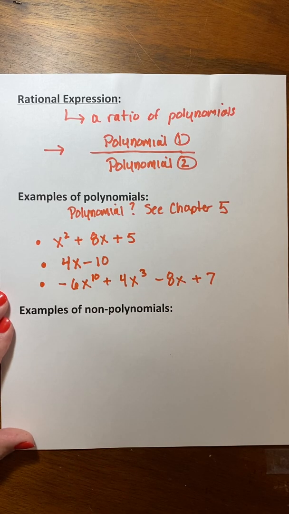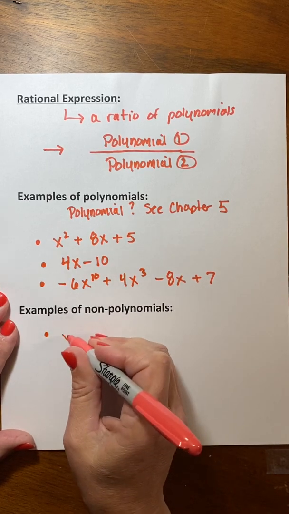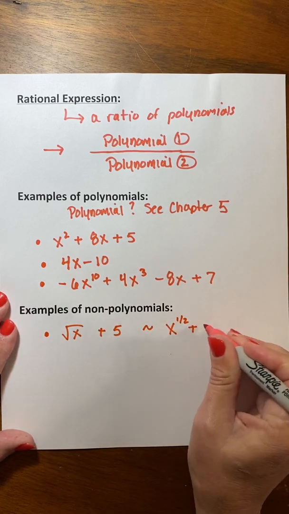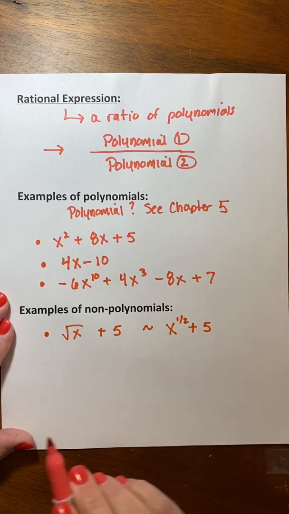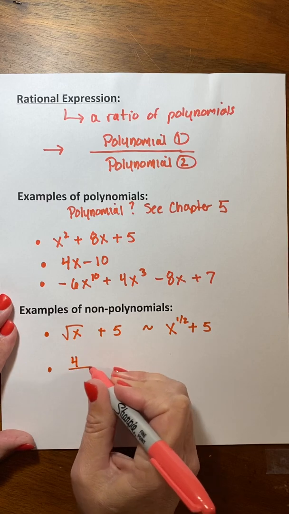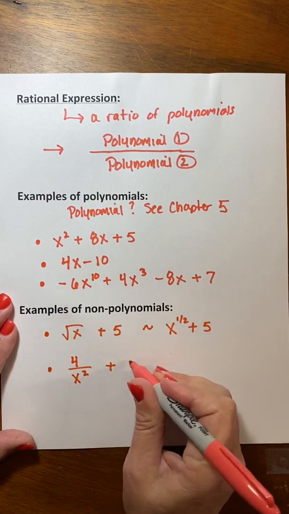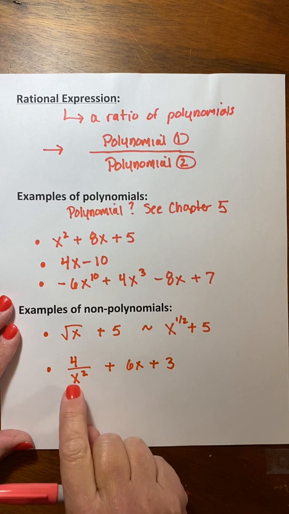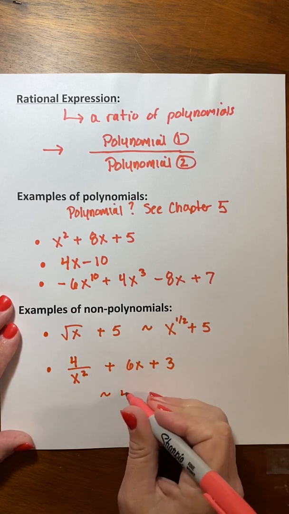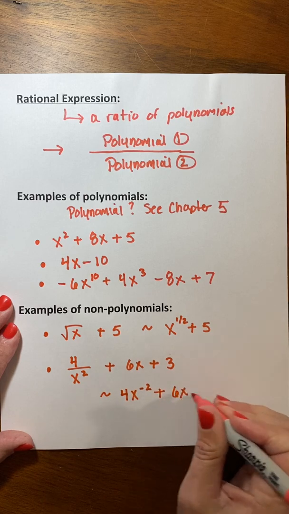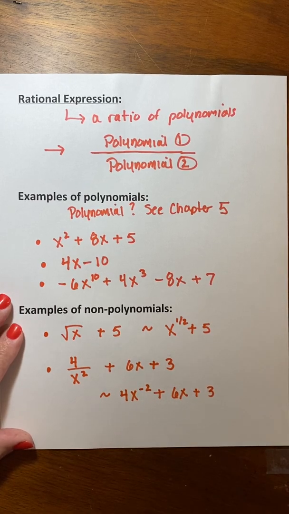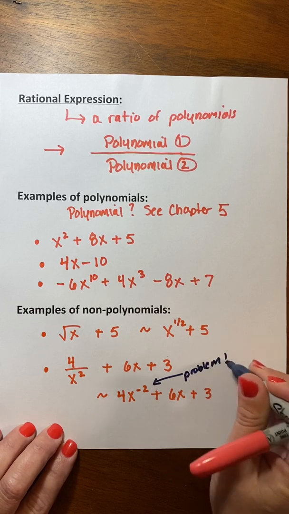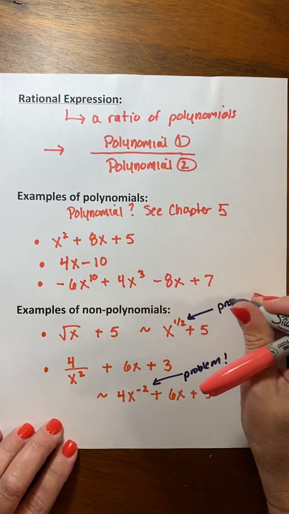Examples of non-polynomials would be things like radicals, where the variable's under the radical, so the square root of x plus 5. Because technically, remember, that's equivalent to x to the 1/2 power plus 5. And powers in polynomials cannot be fractions. If we had powers in denominators, this part of it passes the definition of a polynomial, but this is what makes it a problem right here. Because remember, that's equivalent to 4x to the negative 2 power. And the powers on all the variables when put in standard form have to be non-negative integers. So here's the problem right there. That's what makes it not a polynomial. This fractional power makes it not a polynomial.